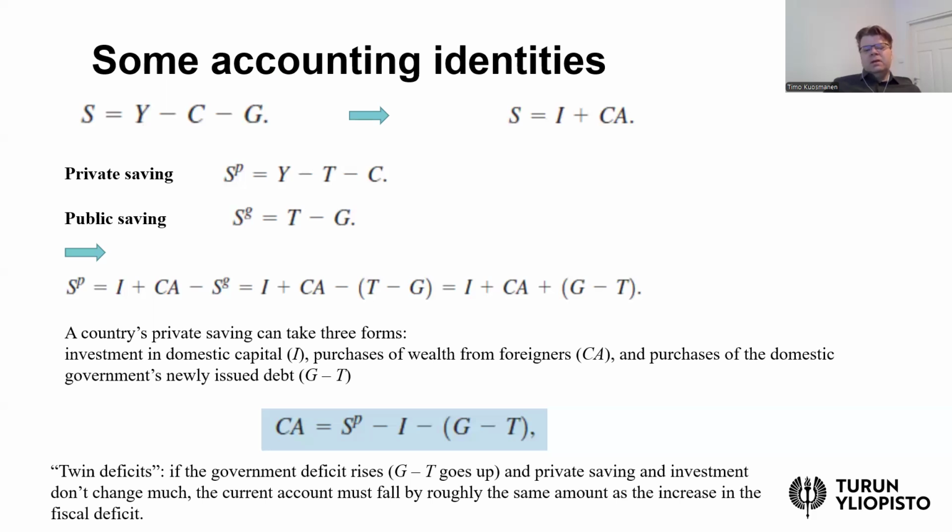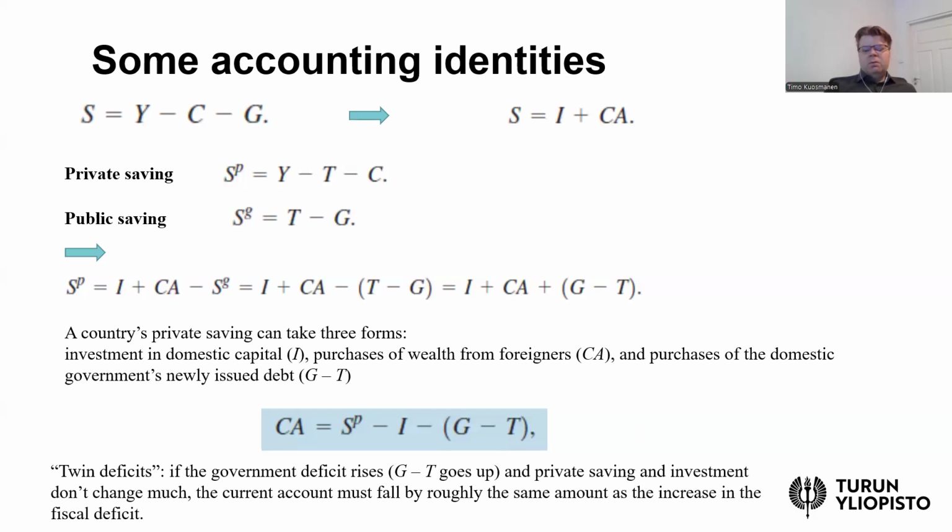I don't go into this in much detail to save time, but from these identities we can write down that the current account CA must be equal to private saving S^P minus investment I minus government expenditure G minus T. So G minus T is the additive inverse of public saving. It is the public deficit in that sense. So we can think of G minus T as the government deficit.